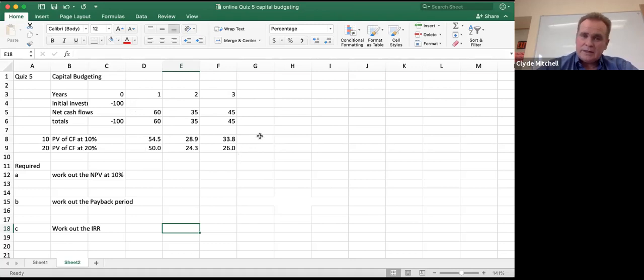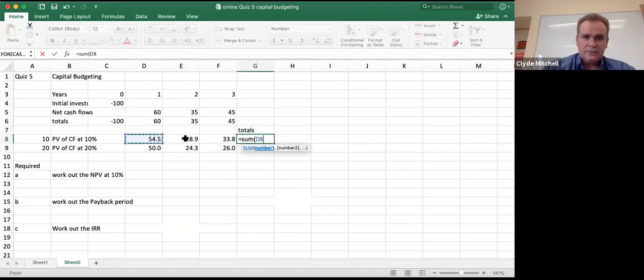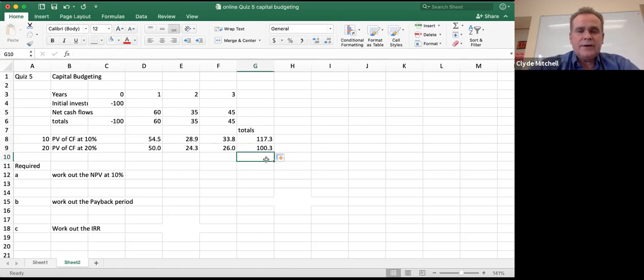So what we're going to need at some stage is we'll need to know what the totals of those are going to end up being. So I'm going to go and add those up together. The 54 to the 54 to the 33. And I'm going to copy that down and find it out also with 20% discount rate.